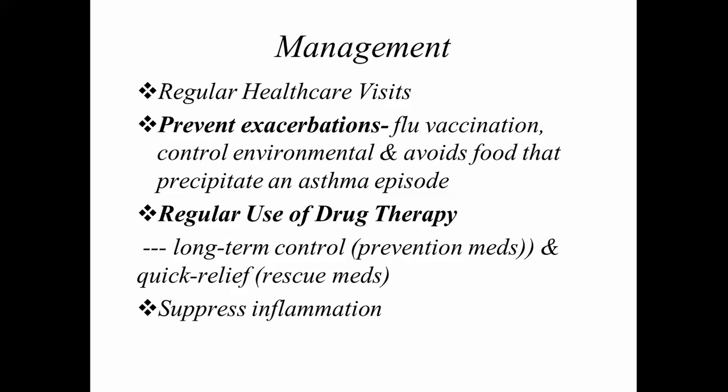So because inflammation is an early and a persistent feature of asthma, the goal of therapy is to suppress that inflammation. And that's really important. So usually before a child really starts to have the symptoms, they're going to have that inflammation present. So it's really important that you prevent that inflammation.